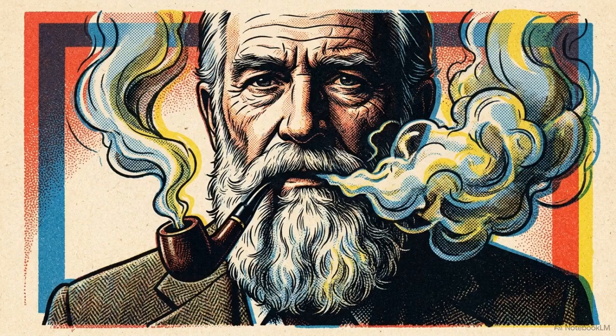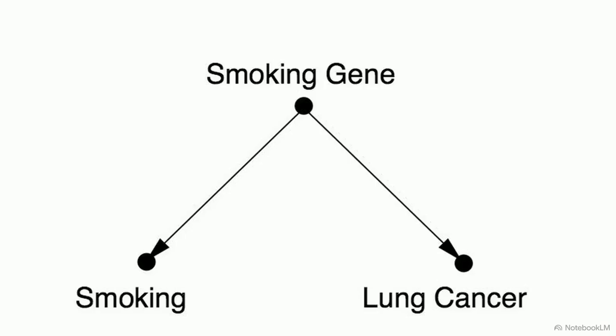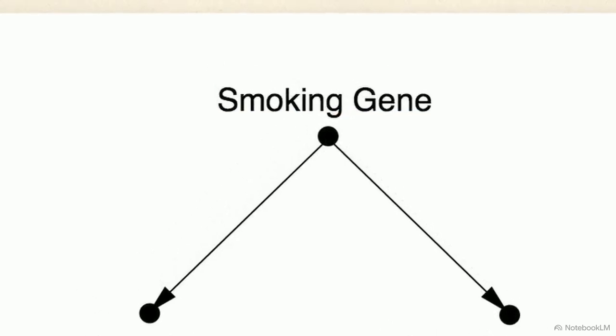The opposition was led by R.A. Fisher, a giant of modern statistics. He introduced the ultimate defense for the tobacco industry, the constitutional hypothesis. This diagram illustrates Fisher's theory. He argued there might be a genetic trait, a smoking gene, making people crave nicotine and susceptible to cancer. For tobacco companies, this was a perfect trap. Because this gene couldn't be measured, the theory was nearly impossible to disprove.